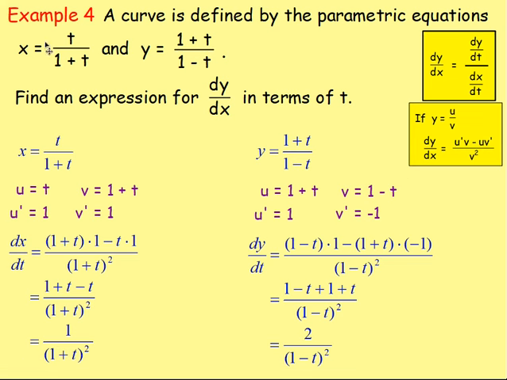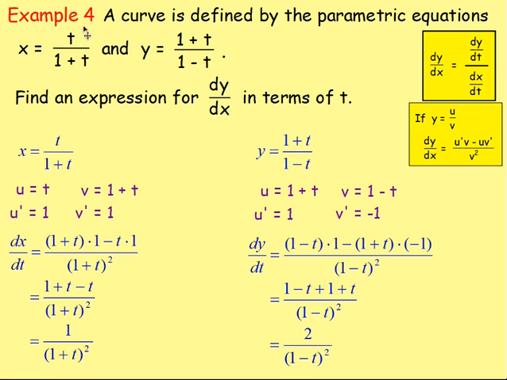We had harder examples. This one here, we've got x equals t over 1 plus t and y equals 1 plus t over 1 minus t. To get dy by dx again, you're thinking it's dy by dt over dx by dt. From there, you need to differentiate x with respect to t. But what would you have to use, Matthew?